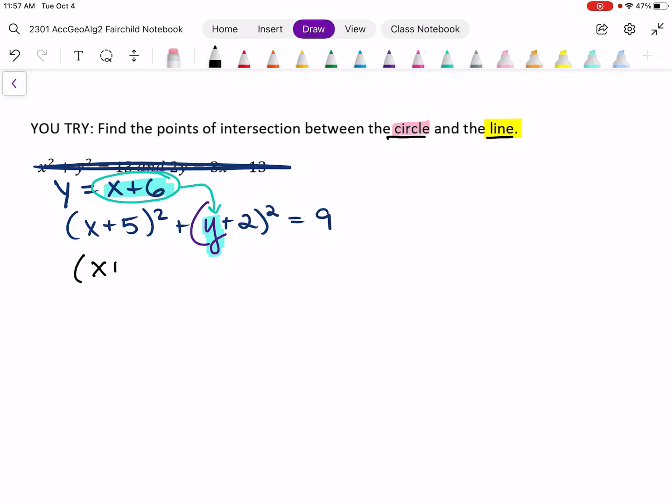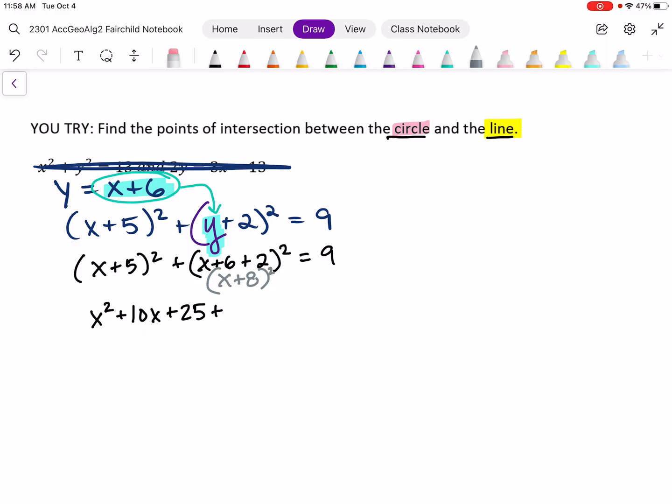So we'll get (x plus 5) squared plus, and now we're putting in x plus 6 instead of y, then plus 2, squared, equals 9. Then we're going to expand. (X plus 5) squared is x squared plus 10x, FOIL, plus 25. And then we want to think of this not as x plus 6 plus 2, but as x plus 8. And we're squaring that. So we're going to get x squared plus 16x plus 64 equals 9.